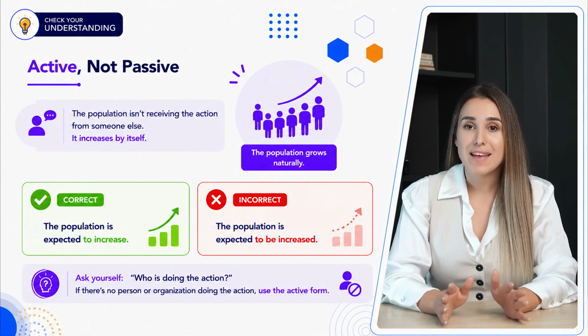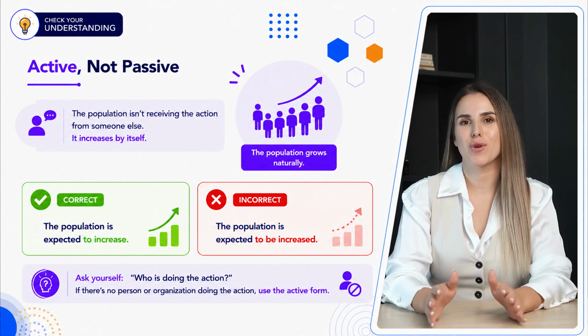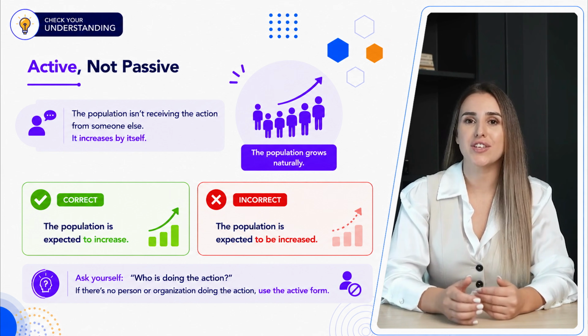Whenever I use the passive form, I should be able to answer the question, who is doing the action? Exactly. If there is no person or organization doing the action, you probably don't need the passive form. That's a really useful question to ask yourself in the IELTS exam. So before I write to be increased, I'll stop and ask myself, who is increasing it? Perfect. That one question will help you avoid a lot of grammar mistakes.